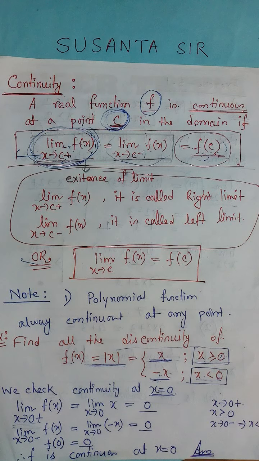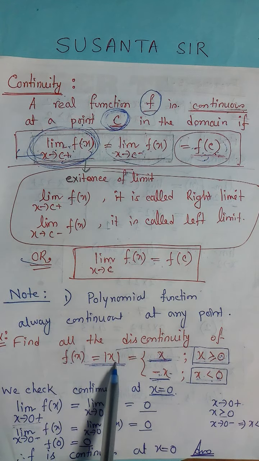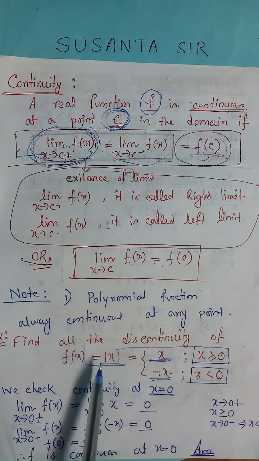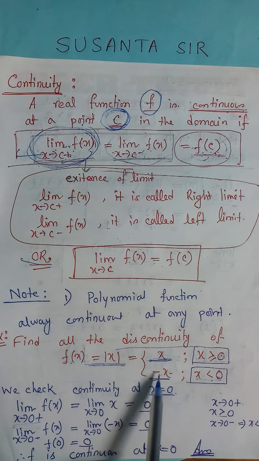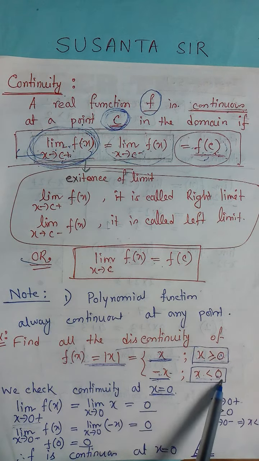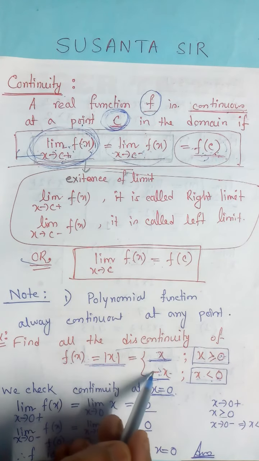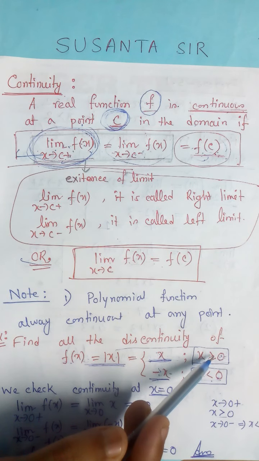Now come to one sum. Find all the discontinuity of f(x) equal to mod x. Okay, and you all know that mod x means the value of mod x will be x if x is greater than or equal to 0, and the value of mod x is minus x if x is less than 0. That means at the point 0, on the left side of 0 and the right side of 0, the value of f(x) splits. That means we get two values of f(x), one on the left side of 0 and one on the right side of 0.